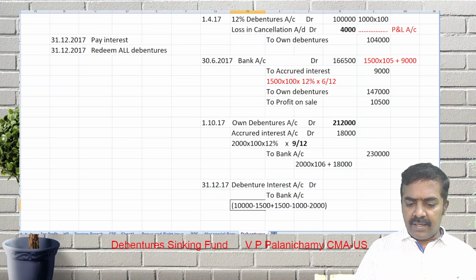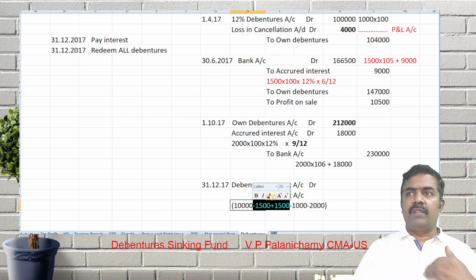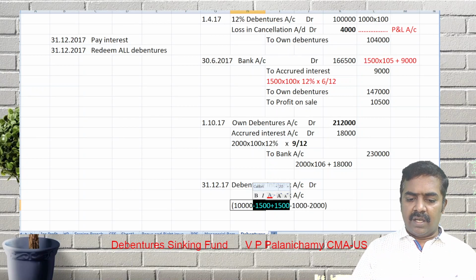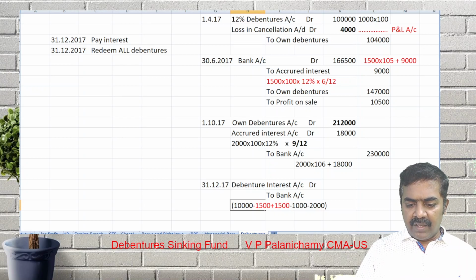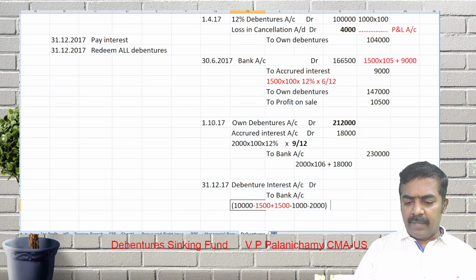10,000 debentures லாஸ்ட் இயர்ல பர்ச்சேஸ் பண்ணோம், பட் இந்த வருஷம் திருப்பி சேல் பண்ணிட்டோம். Why minus 1,500 plus 1,500? We bought from the debenture holder, we sold it back to debenture holders. அது outsiders தான் ஹோல்ட் பண்ணுவான். The 1,000 debentures are purchased and cancelled. The 2,000 debentures are purchased and kept. So how many debentures are kept by outsiders now?